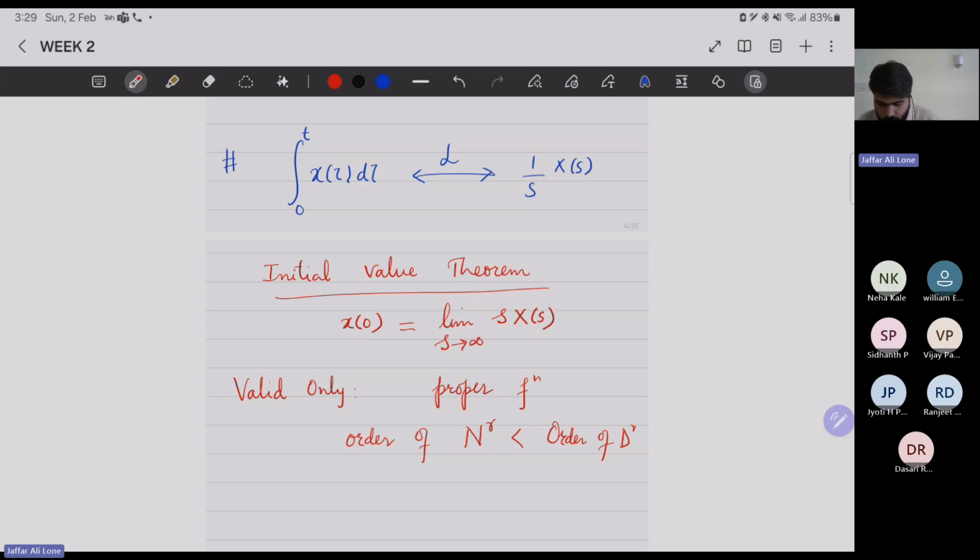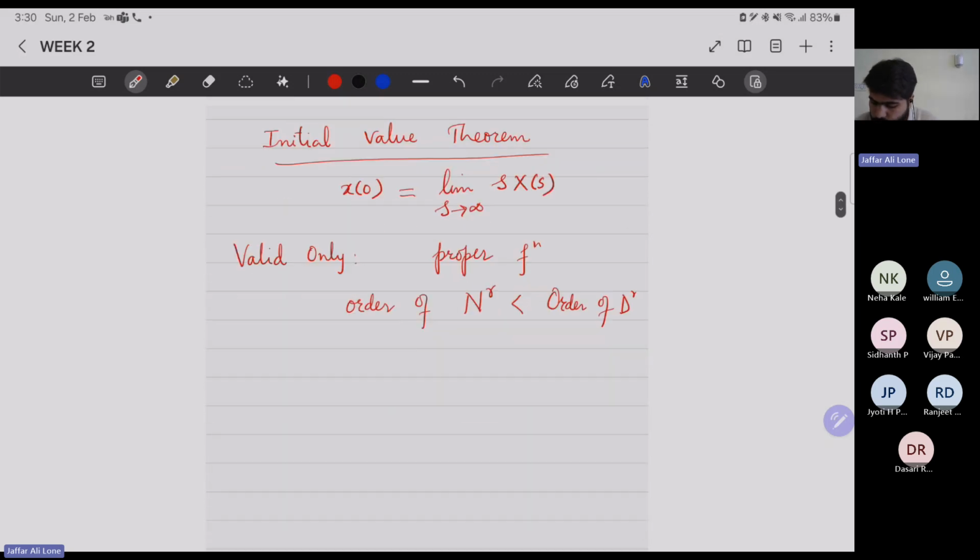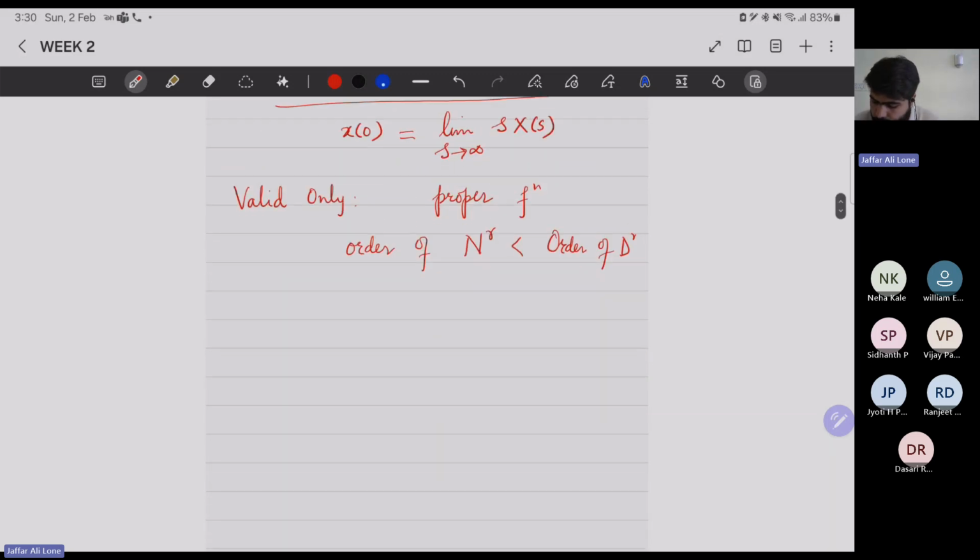But what if we have an improper function, where the order of the numerator is greater than the order of the denominator? That doesn't mean that we cannot find the initial value. We can still find it, but in that case, we'll have to take the inverse Laplace transform and go back to the time domain, get the function in time, and then put t equal to 0, and we'll find the initial value.